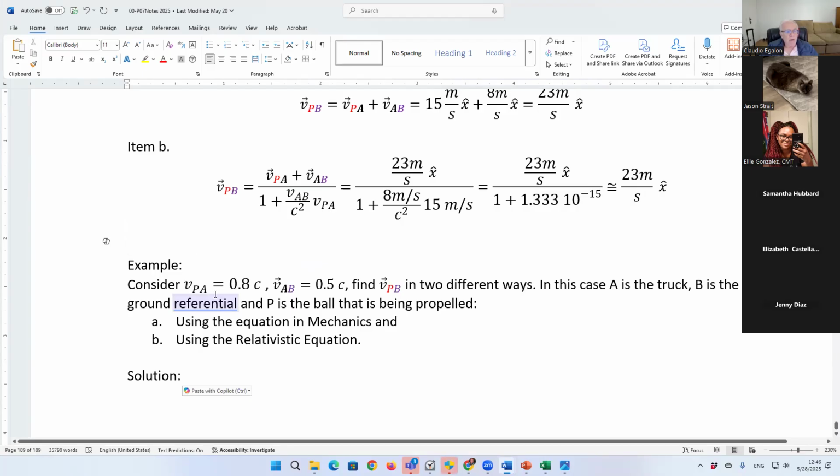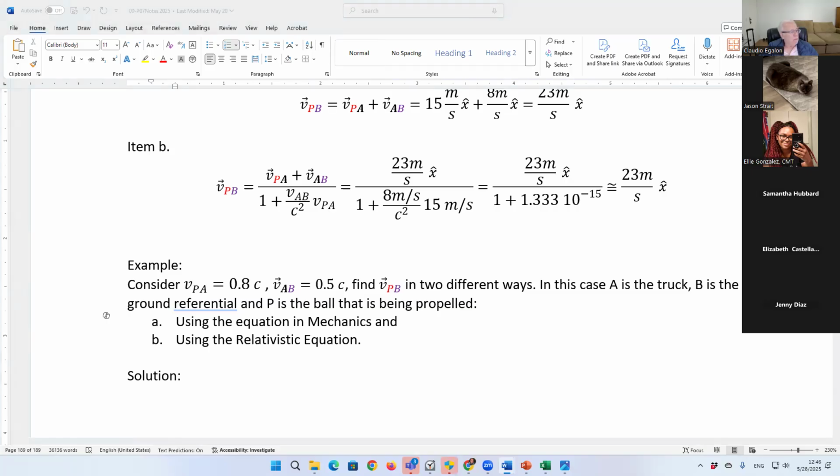the velocity of the ball, or the point, with respect to A. Velocity of the ball with respect to the truck is now 80% of the speed of the light. And the relative velocity of A with respect to B is 50% of the velocity of the light. Find VPB in two different ways. Okay?